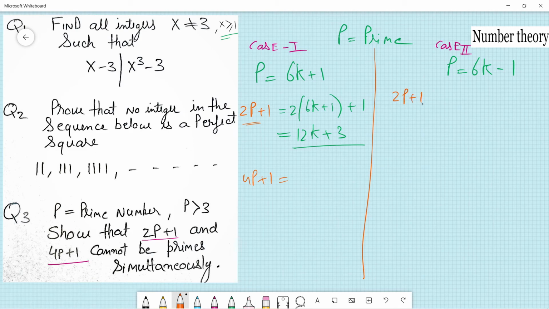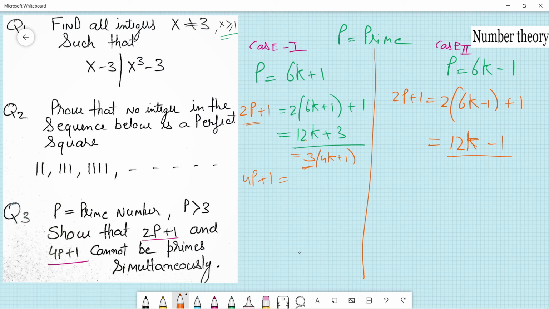Here 2p plus 1 becomes 6k minus 1 plus 1, so it becomes 12k minus 1. This could be a prime. Could it be? Yes, it could be for some k, as we cannot claim that any integer will always divide it. We cannot show that an integer a will always divide it no matter what k you choose. We cannot show that in this case.